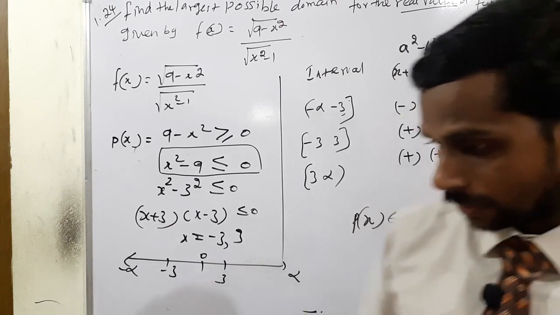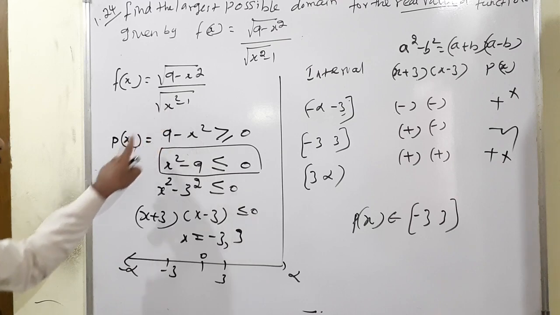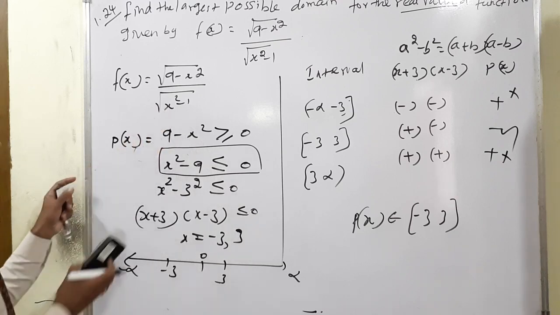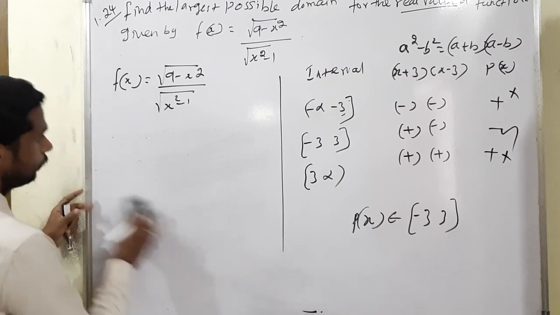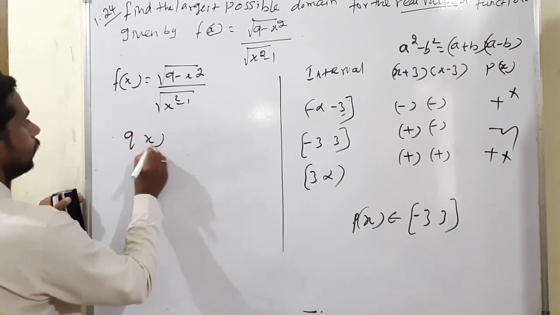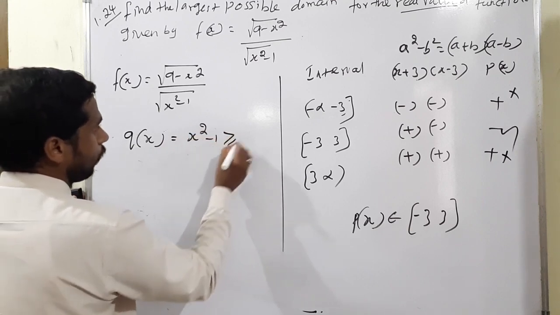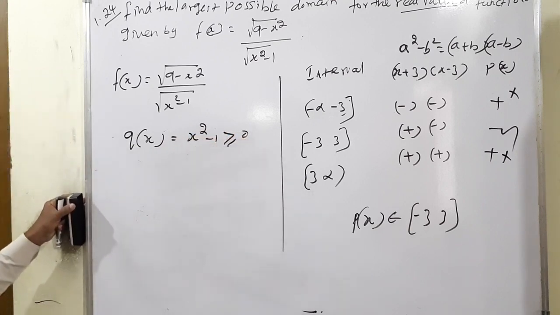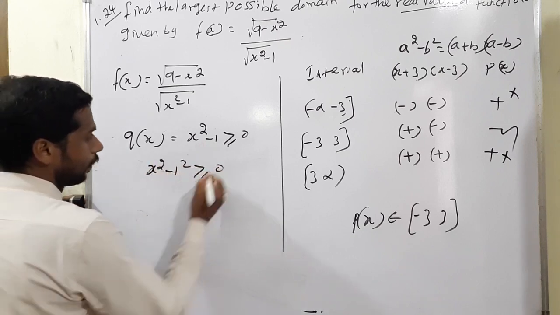Okay. Moving to the next case. This was the numerator; for the denominator, consider q of x. p of x we have already taken. So q of x is equal to x square minus 1. This is also always greater than or equal to 0. Now we can convert this to x square minus 1 square, greater than or equal to 0.